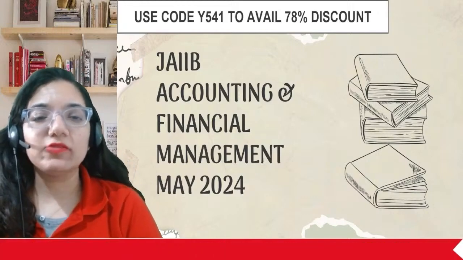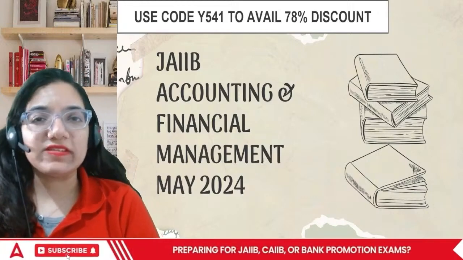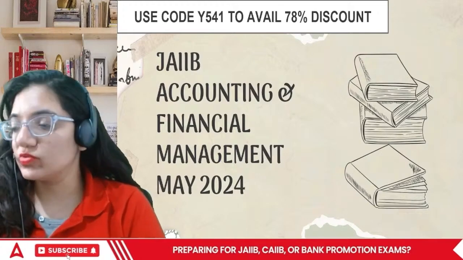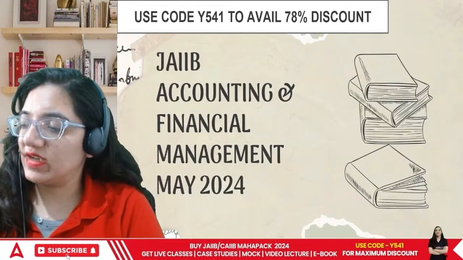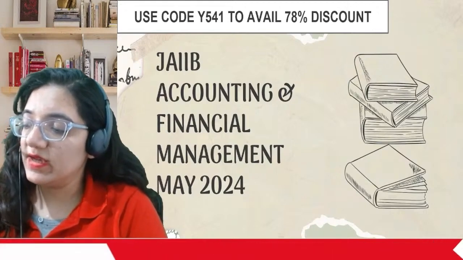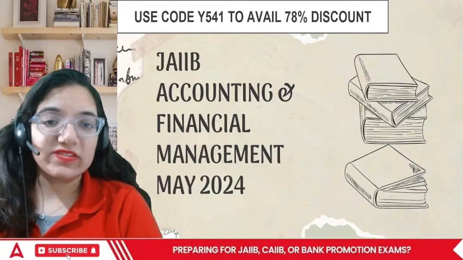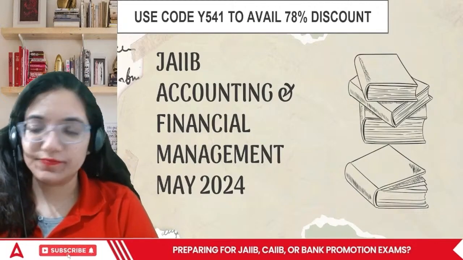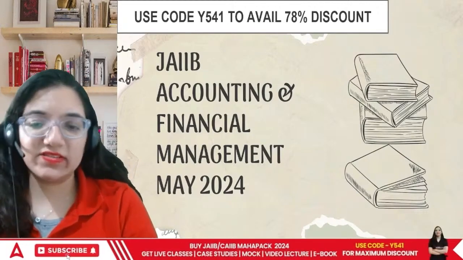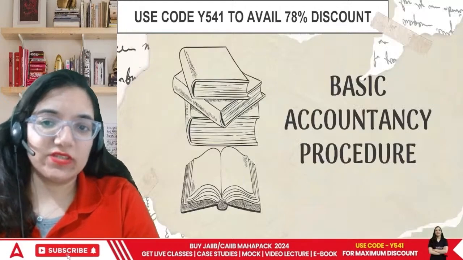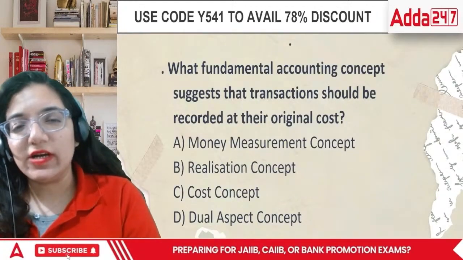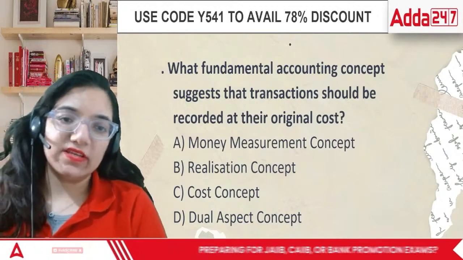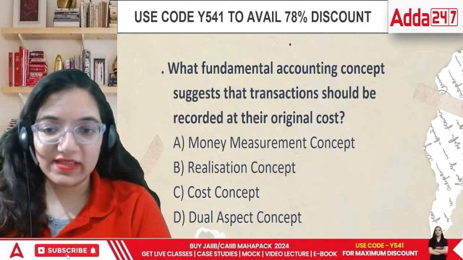Today we are going to talk about the area of basic accounting procedure, that is unit 2. In the last class we covered unit 1, which included the accounting standards and the basics of accounting, and now we are moving towards unit 2. So let's do some questions related to unit 2 now. Basic accountancy procedure. Here comes the first question. I have given one particular case study as well. That is something I'll be discussing at the end.